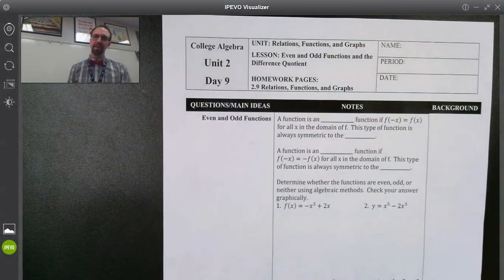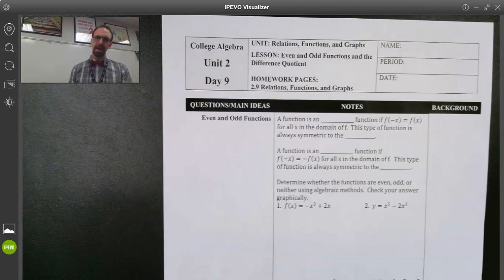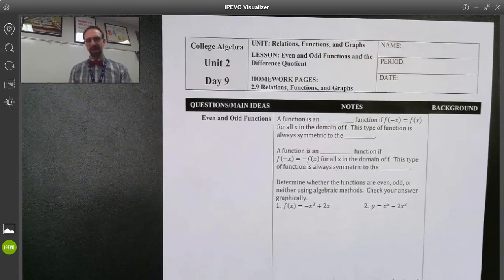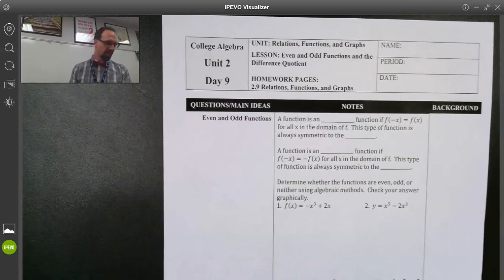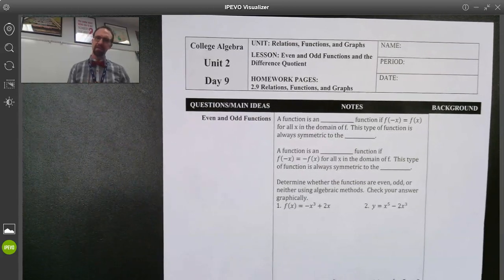This one's over even and odd functions in the difference quotient. With this particular set of notes, it's going to wrap up Chapter 2. This really is the bridge in these notes into some calculus ideas. Don't worry, we're not getting into calculus. As I said, it's the bridge to it. So we'll talk about that a little bit. First, let's jump into even and odd functions.